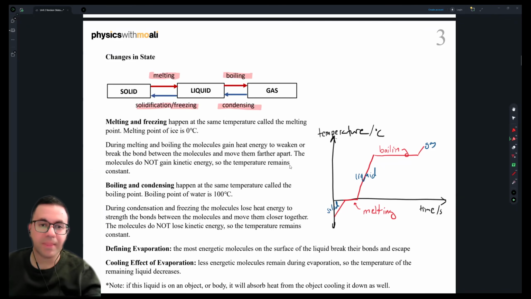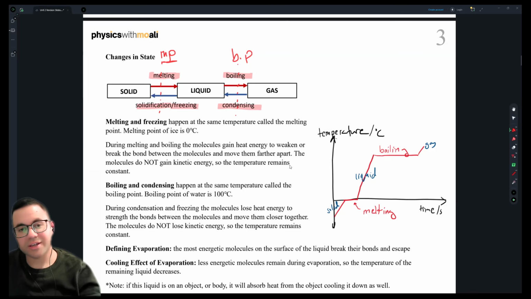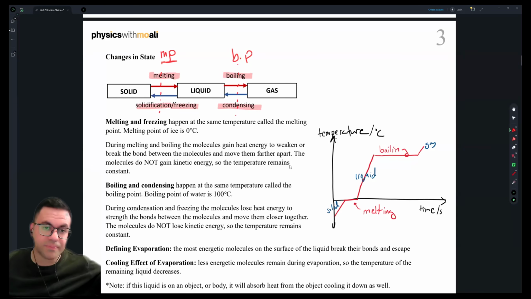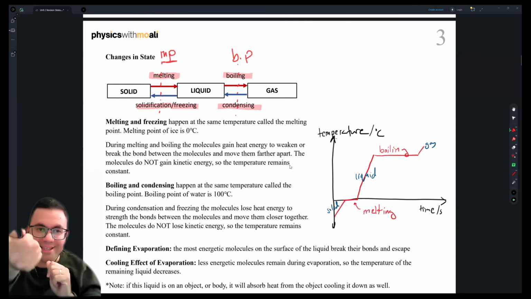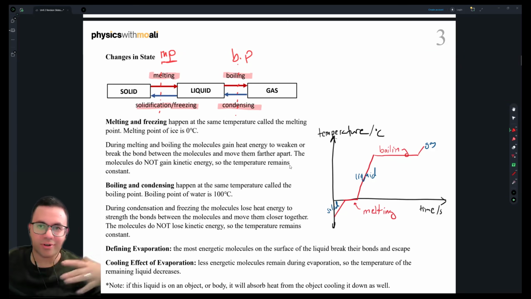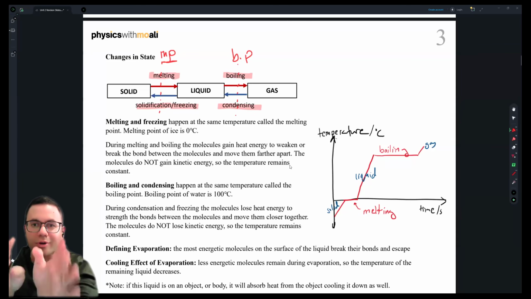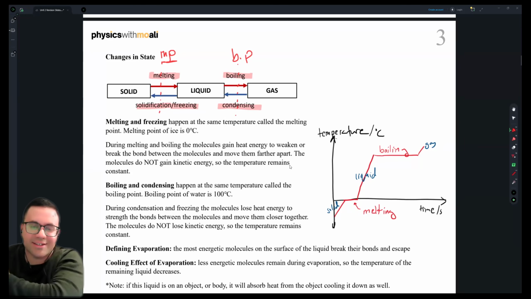Solidification and freezing are the same. The thing is, melting and freezing, as well as boiling and condensing, happen at the same temperature. We call this the melting point or the boiling point. The melting point is the temperature at which a solid can change into a liquid, or the reverse. The difference is, are you heating it or are you cooling it down? So are you the one providing it with heat, or are you taking heat away?